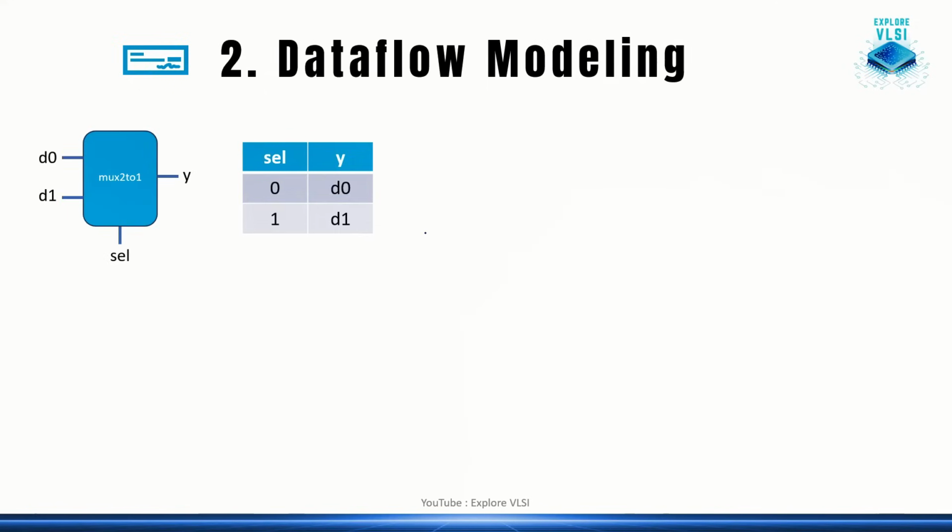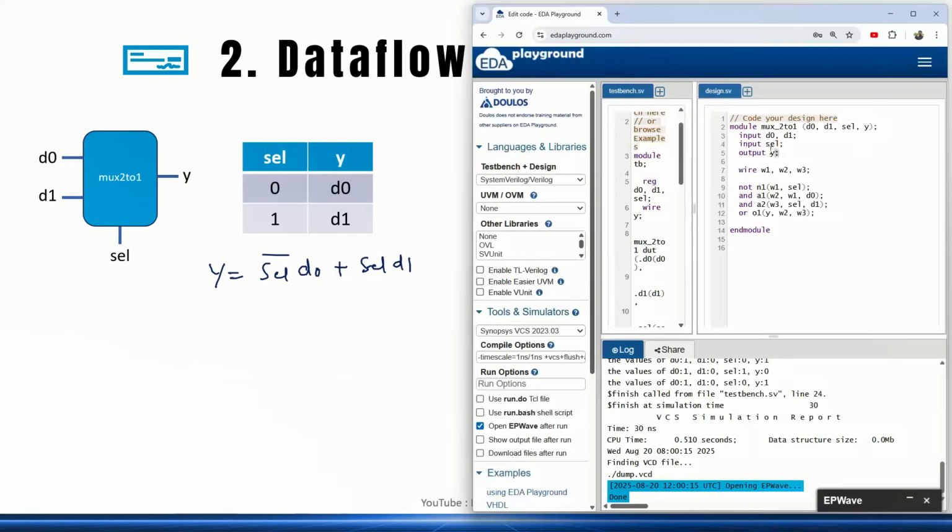Then comes data flow modeling. In the data flow modeling, we require an expression, right? Again, we will be writing Y is equal to select bar with D0 plus select with D1 to get output Y. So here, to implement this data flow modeling, again I am going to my EDA Playground and I am utilizing the same ports of the DUT for the implementation of the 2:1 mux using data flow modeling. And let me take endmodule here.